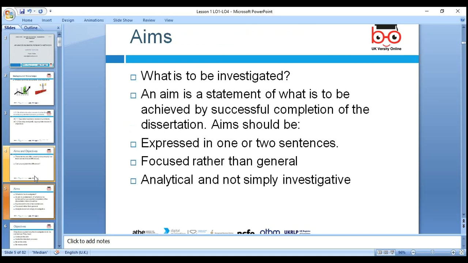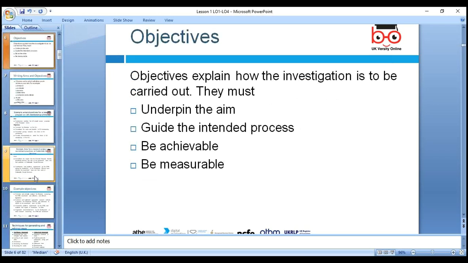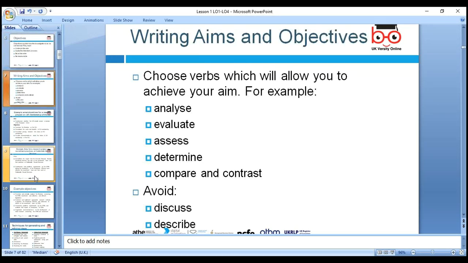Aims: what is to be investigated. An aim is a statement of what is to be achieved by successful completion of the dissertation. An aim should be expressed in one or two sentences, focused rather than general, analytical, and not simply investigative. Objectives explain how the investigation is to be carried out. They must underpin the aim, guide the intended process, be achievable, measurable and realistic. Objectives always need to be SMART: specific, measurable, achievable, realistic, and time defined. If your objective is not, it is very difficult.